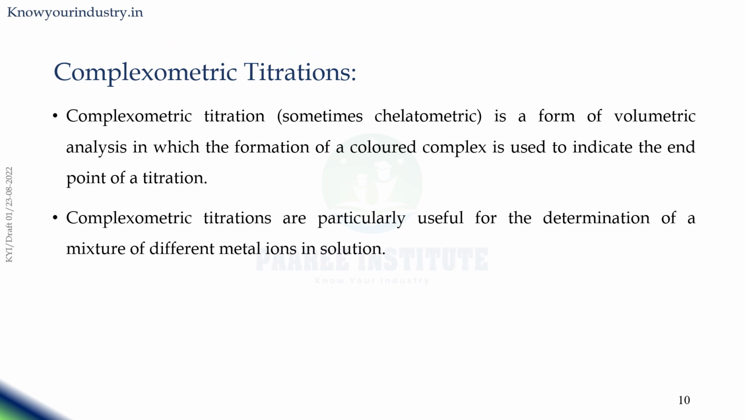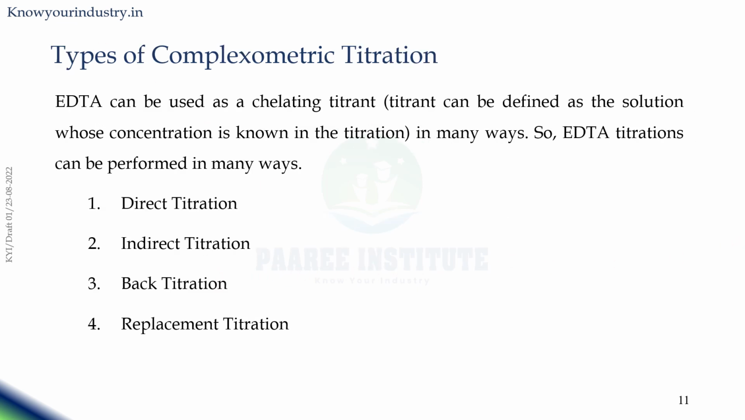Next type of titrimetric method is complexometric titrations. Complexometric or chelatometric titration is a form of volumetric analysis in which the formation of a colored complex is used to indicate the endpoint of a titration. Complexometric titrations are particularly useful for the determination of a mixture of different metal ions in a solution.